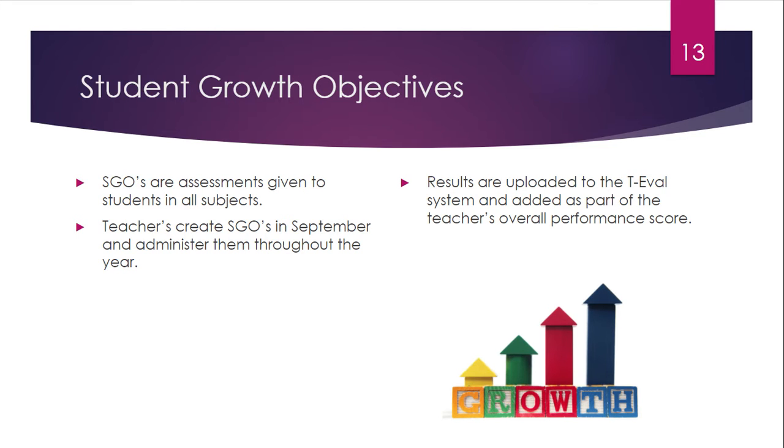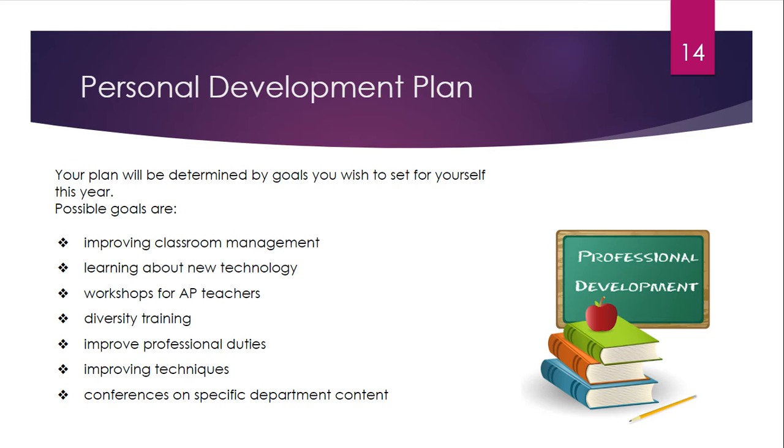So SGOs are student growth objectives, and these are assessments that you're going to be giving to your students. You're going to create the SGO in September, and then you're going to administer whatever assessment it is that will help you to reach that goal. And you'll go throughout the year. Hopefully, you'll be able to see an increase in student performance, and then those results will be uploaded into the T-Eval system. These scores will be combined with your observation scores to create your end of year summative assessment.